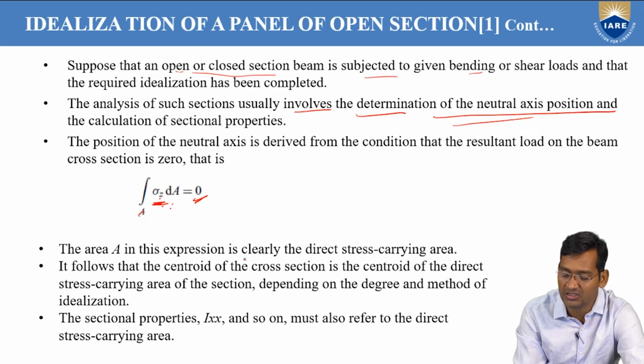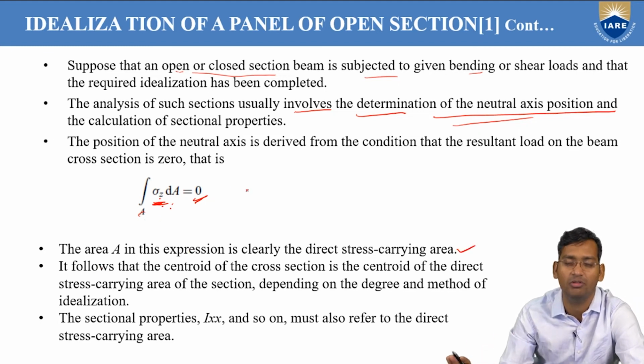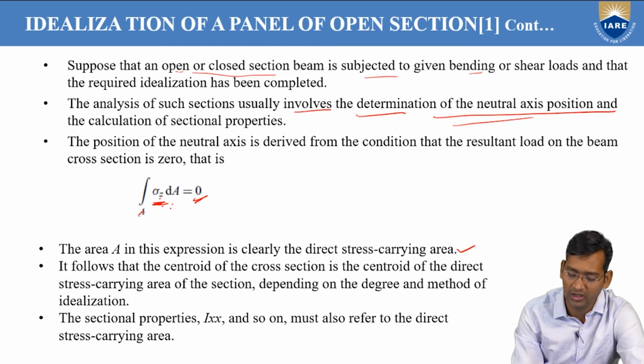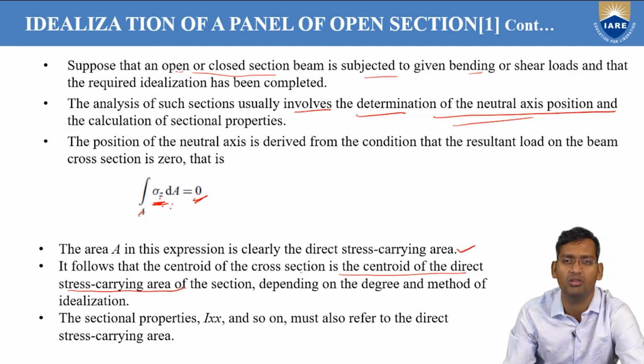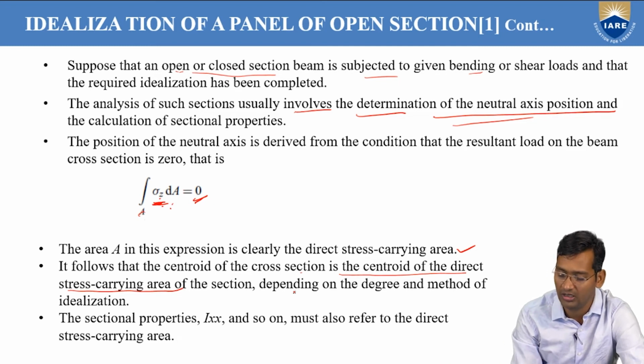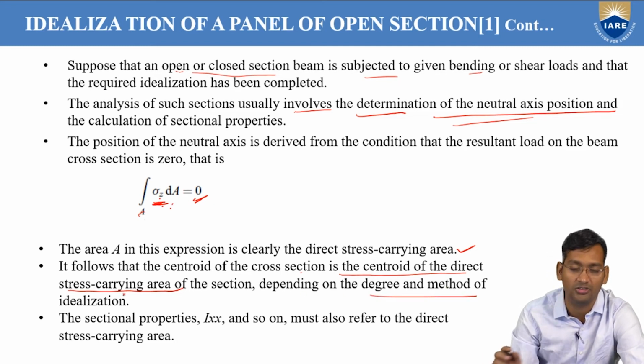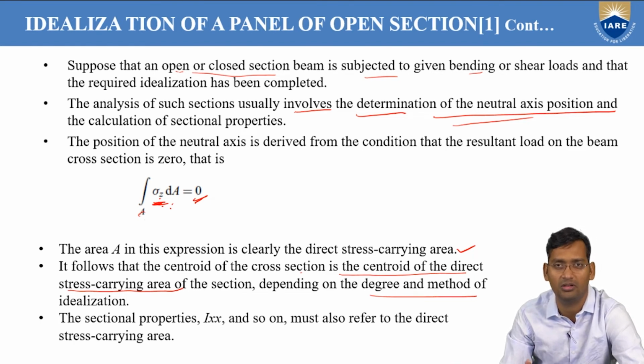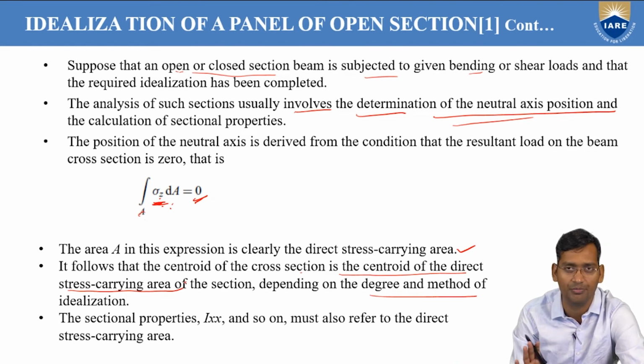The area A in this expression is clearly the direct stress carrying area. So whatever area you take, it has only the direct stress carrying parts, that is a stringer or a spar, because that only we are converting into the booms. It follows that the centroid of the cross section is the centroid of the direct stress carrying area. So whatever the centroid will be, that will also be the centroid of the direct stress carrying area, depending on the degree and method of idealization, how you are idealizing. Okay, based on that, the cross section stress carrying area will be there.